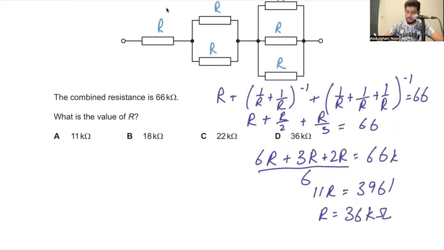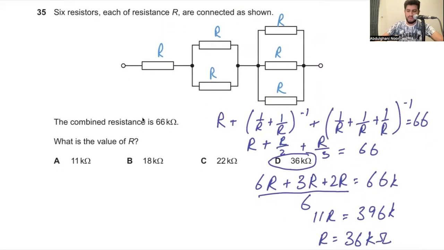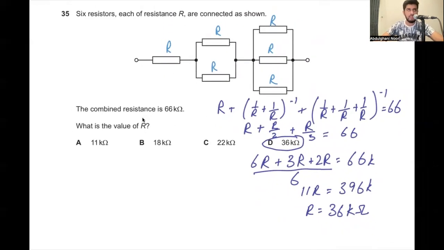So this is kilo, this is kilo. All of these are kilo ohms. Your answer is D, 36 kilo ohms. So that is the answer to question 35, a simple question on resistors in series and parallel.